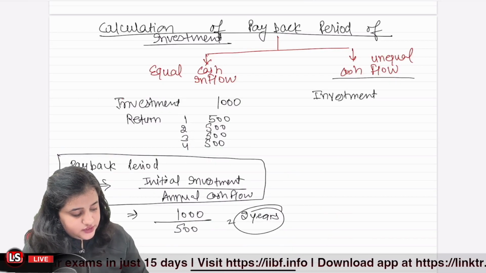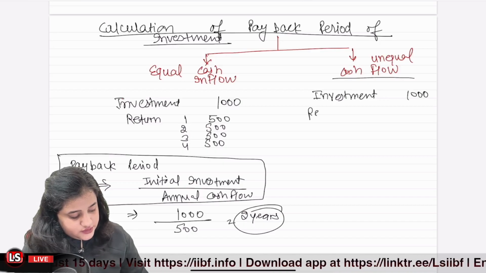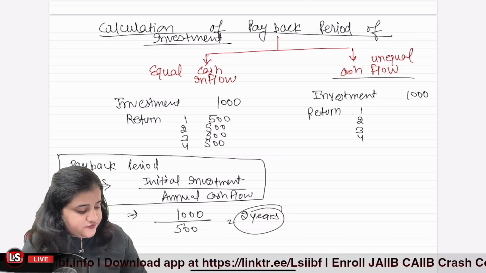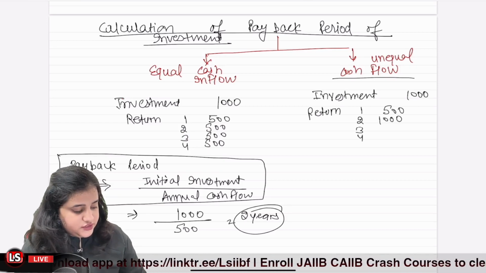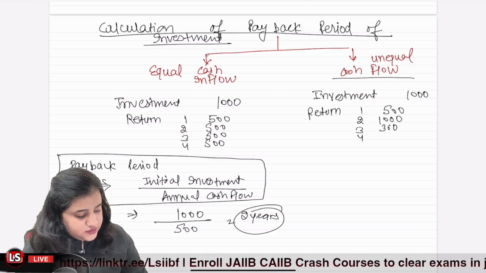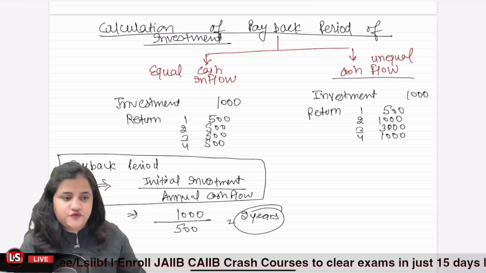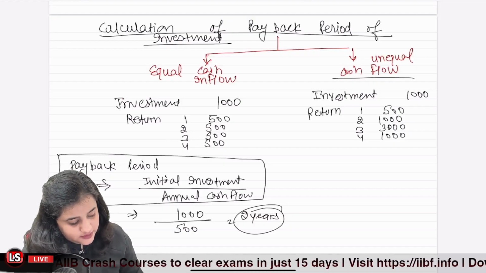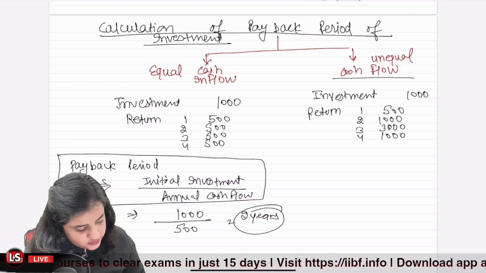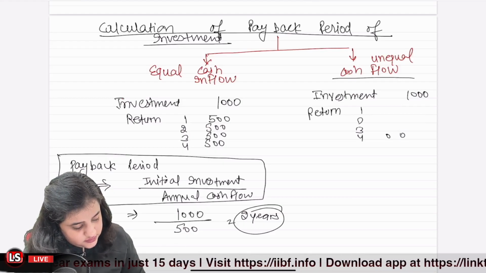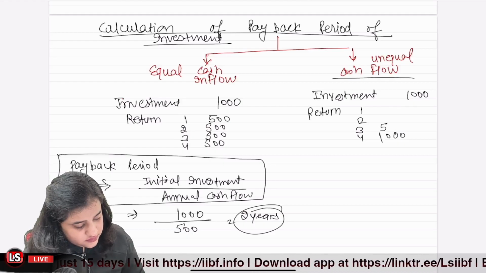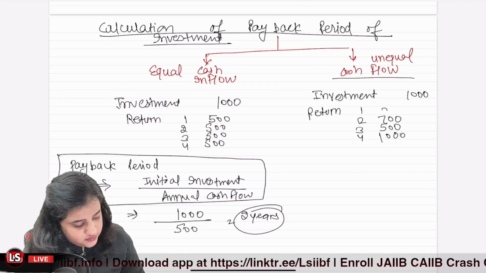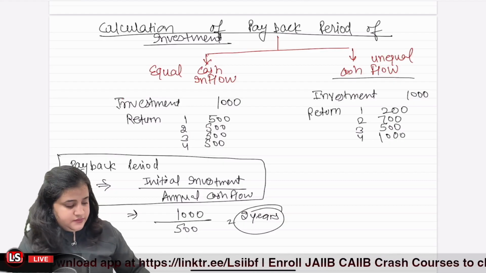Investment is of 1000 only. Return is, for years 1, 2, 3, 4, let's say 500 in year 1, 1000 in year 2, 3000 in year 3, and 1000 in year 4. So the cash flow is unequal. So to calculate payback period, instead of those numbers, let's say 200, 700, 500 and 1000. So this is the return.